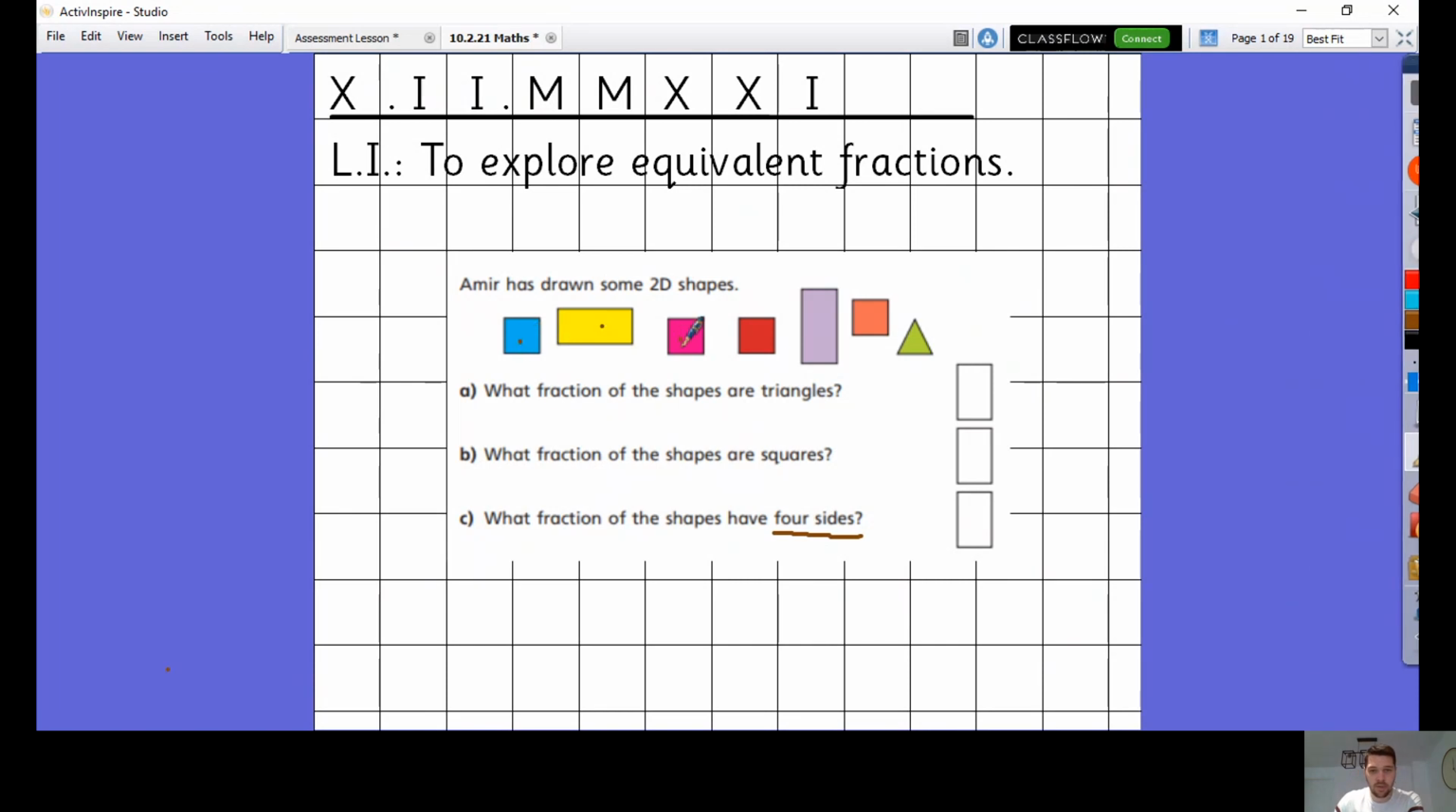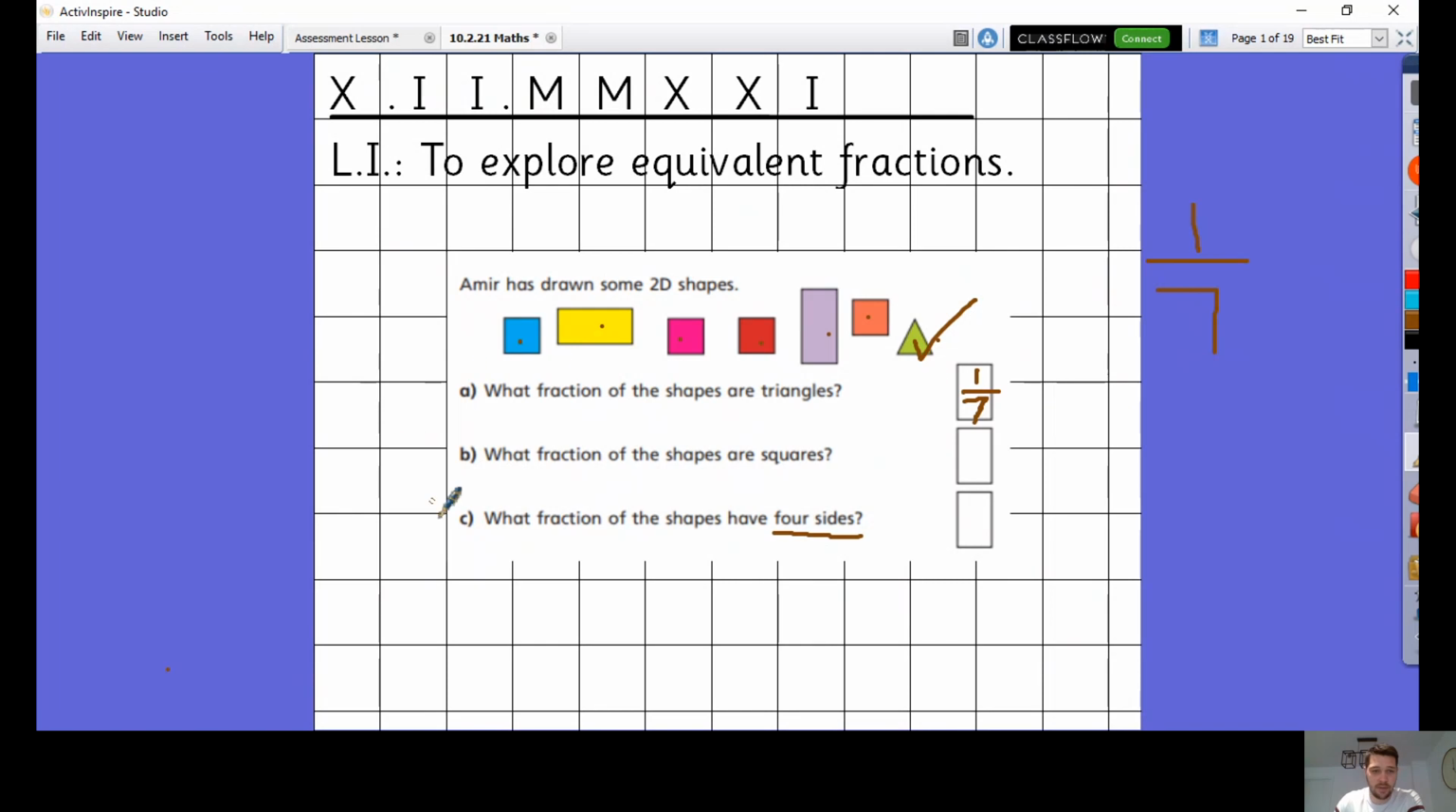So I have 1, 2, 3, 4, 5, 6, 7 shapes. And one of them is a triangle. So 1/7 for my triangles here. What fraction of the shapes are squares?